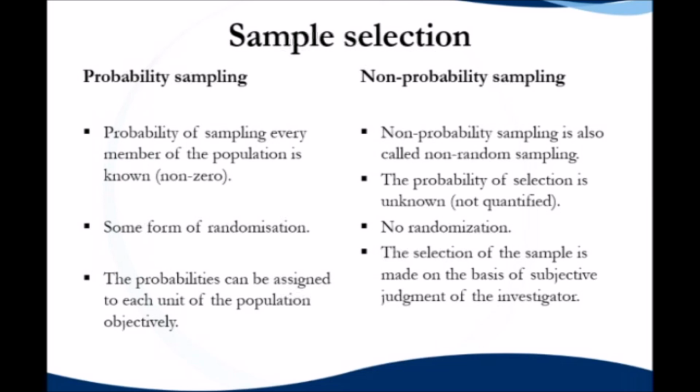And the probabilities are assigned objectively. You are not influencing the assignment of the probability. On the other hand, with a non-probability scheme, which is also called non-random sampling, the probability of selection is not known. So we don't know what is the probability of being in this treatment or being in the other treatment, because there is no randomization. The selection is based on the subjective judgment of the investigator, as you will see later. So we don't have an equal chance if we are using a non-probability sampling scheme. Some people will have a higher chance of being selected than others.